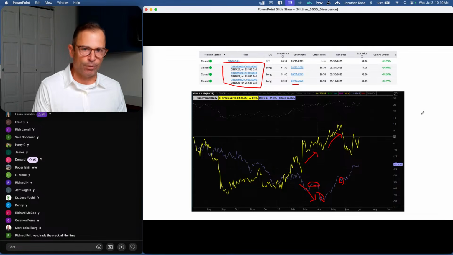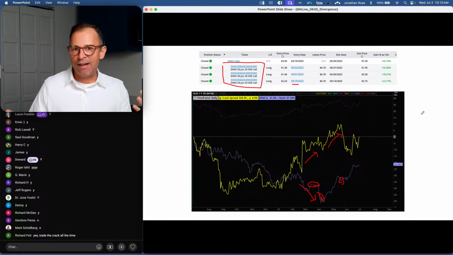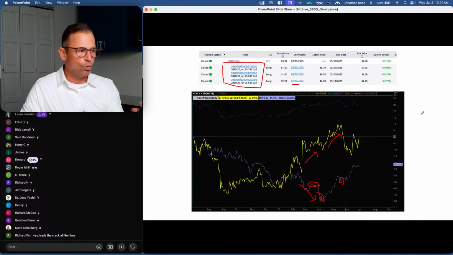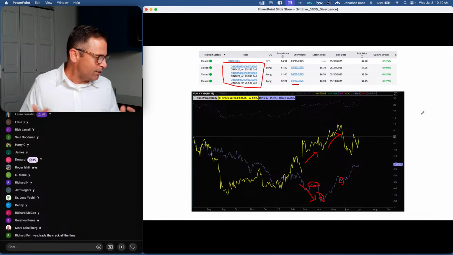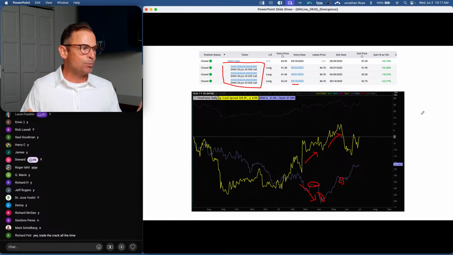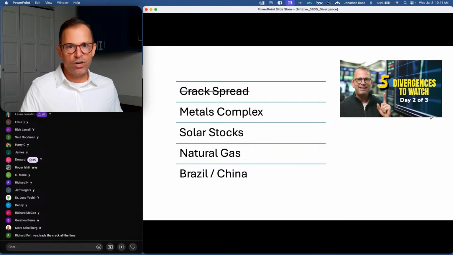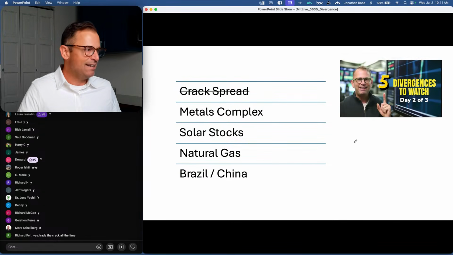Keep things simple. If the crack spread is showing the profit margin for refiners, we want to find the cheapest refiners that we can potentially do. That is one of our favorite trades, the crack spread. Let's move on to trade number 2. First, crack spread profit margin for refiners. Next, let's look at the metals complex.